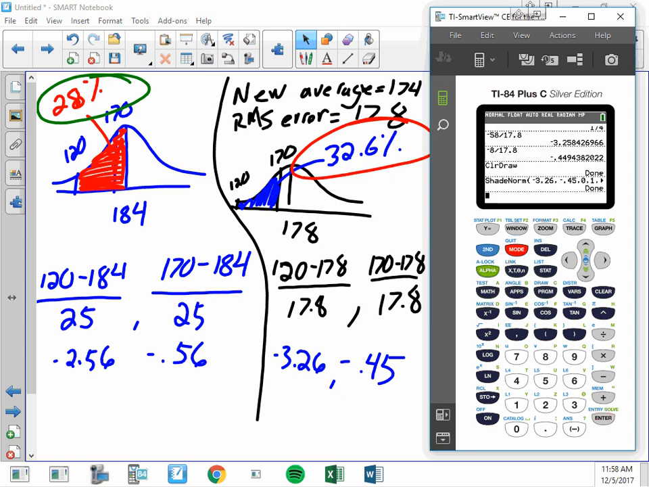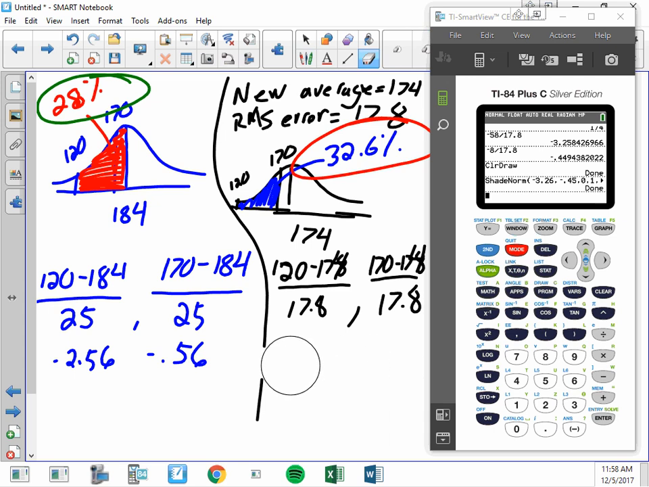So, so negative 58 divided by 17.8. Is that not what you had? Did you get your new average is 178? Oh, it was 174. Oh my goodness. I'm sorry. So I'm right. I wrote it down wrong. So 174. So that's a 4. Okay, sorry.